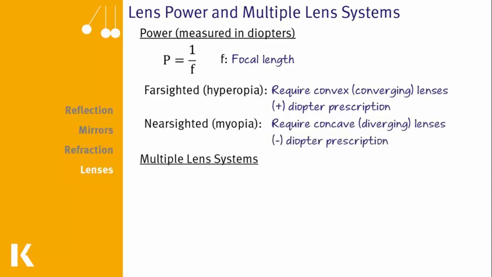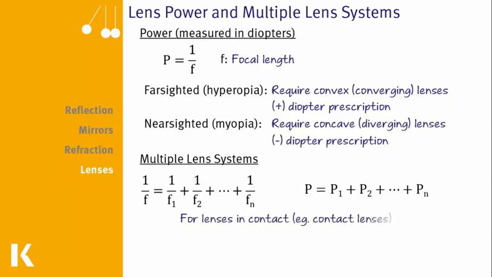One way the MCAT can complicate optics problems is through multiple lens systems. You can calculate the equivalent focal length with this equation and the power of a system with this equation. But it's important to note that these two equations are only for lenses that are in contact. Lenses that are in contact are a series of lenses with negligible distances between them, just like contact lenses, which are in contact with the lenses of your eyes. Lenses that are not in contact are much more complicated than lenses that are in contact, so you don't need to worry about calculating power or focal length for lenses not in contact.